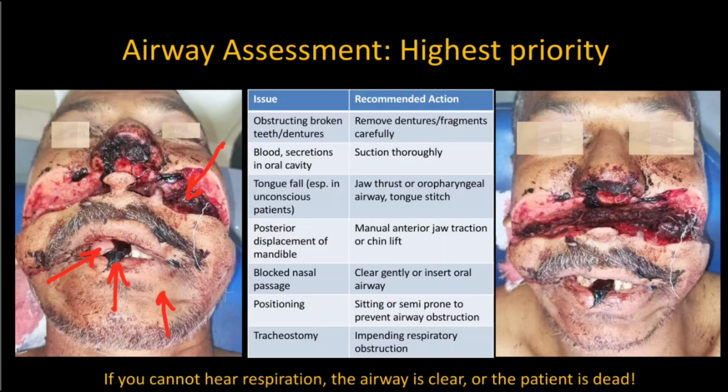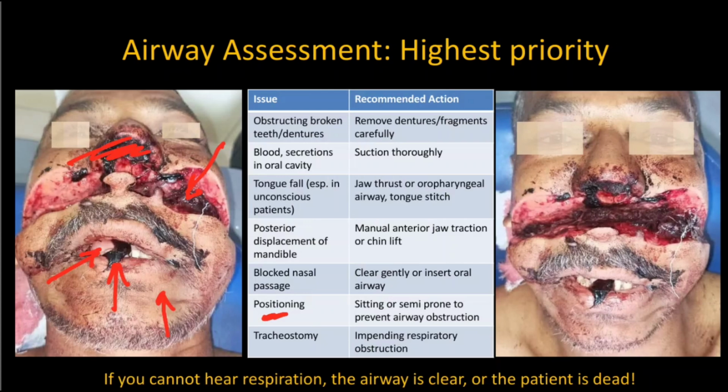Then there is nasal blockage over here. You can see that there are clots in the nasal cavity, which needs clear and gentle suction of the oral as well as the nasal cavities. Now positioning of the patient is often a neglected or underutilized thing. Sitting or semi-prone position or even lateral position helps significantly to prevent airway obstruction.